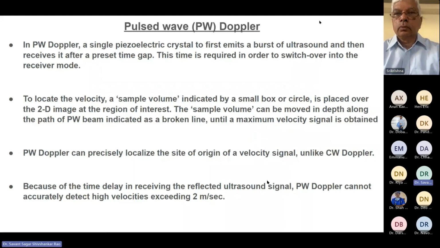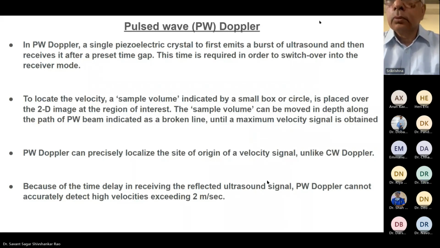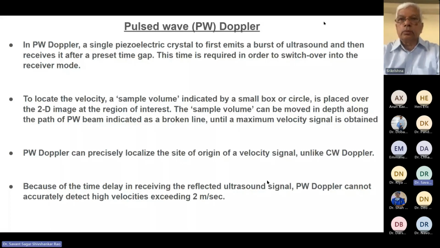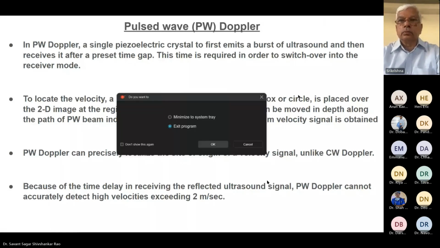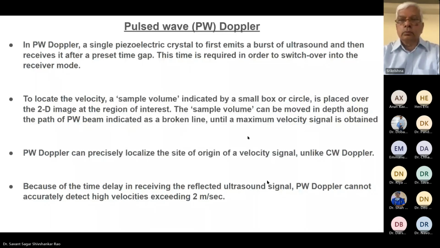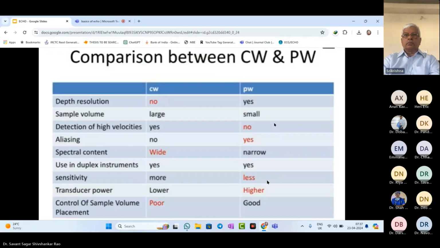Lost you. Sir, can you see my slides, sir? Yeah, now we are on the same 2 meters per second slide. I think it's not moving. Not moving, sir. Now it is okay, sir, I can see the slide. Yes, sir, the next slide. Okay, fine.